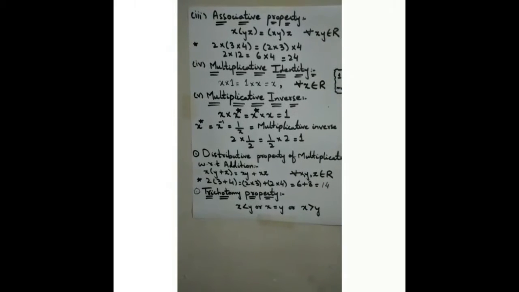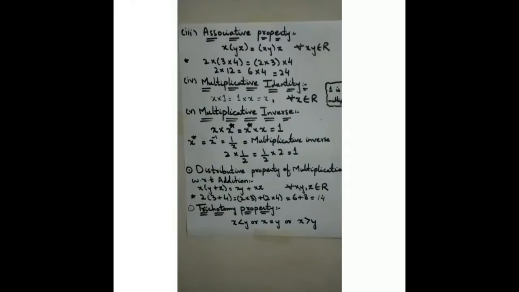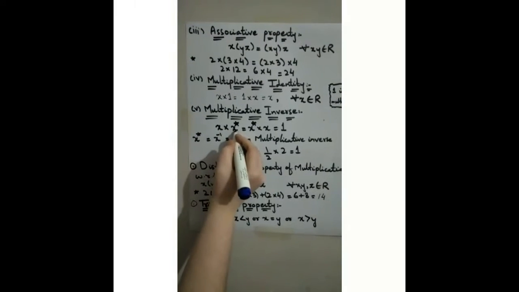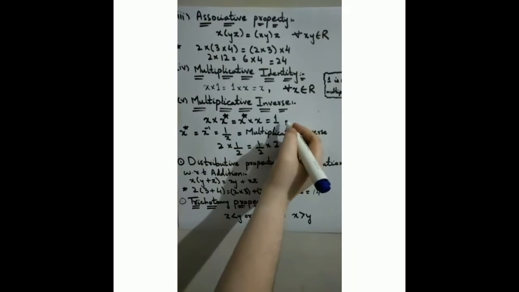Number 5 property, multiplicative inverse. For each x belonging to real numbers, x is not equal to 0. For this property, x is not equal to 0. There exists an element x star or x bar belonging to real numbers such that x multiplied by x star is equal to x star multiplied by x equals 1. The element x star is called the multiplicative inverse of x.